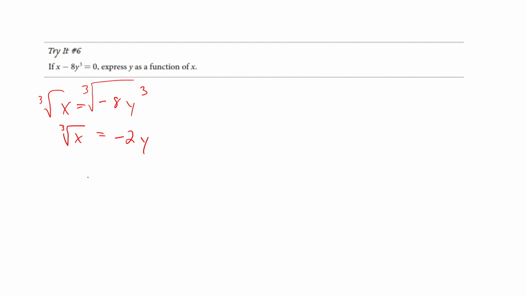Okay, so I'm almost done. I'm just going to divide both sides by -2. I'm going to flip this around so it looks like this. And now I have this set up as a function machine. And there's nothing wrong with cube roots. That's a function.